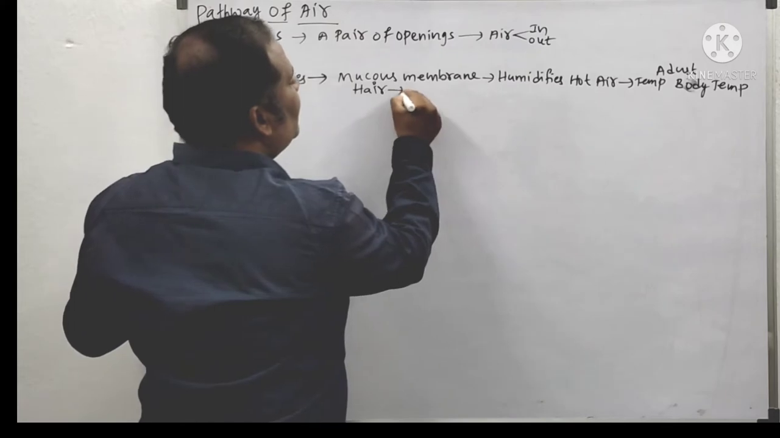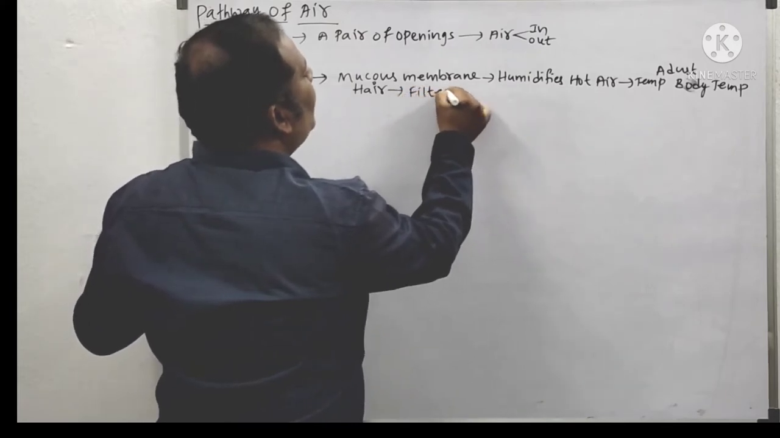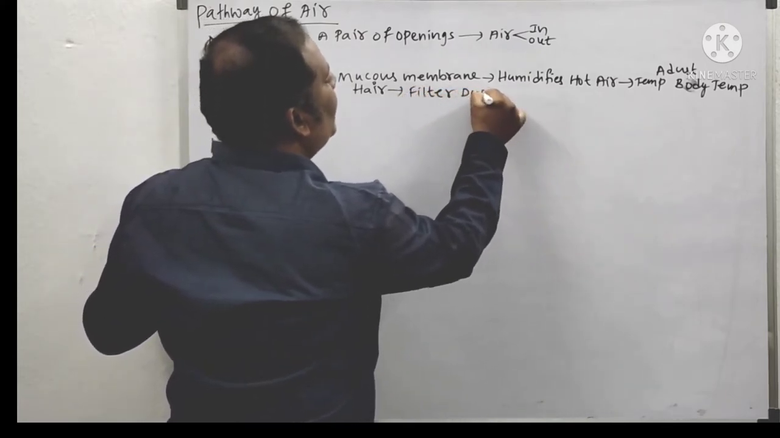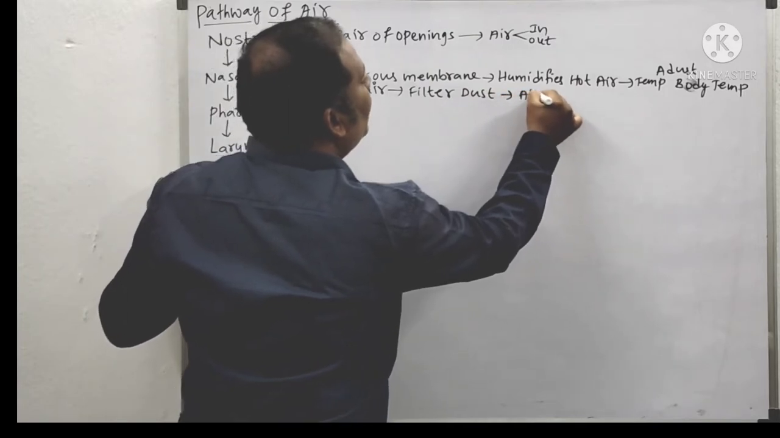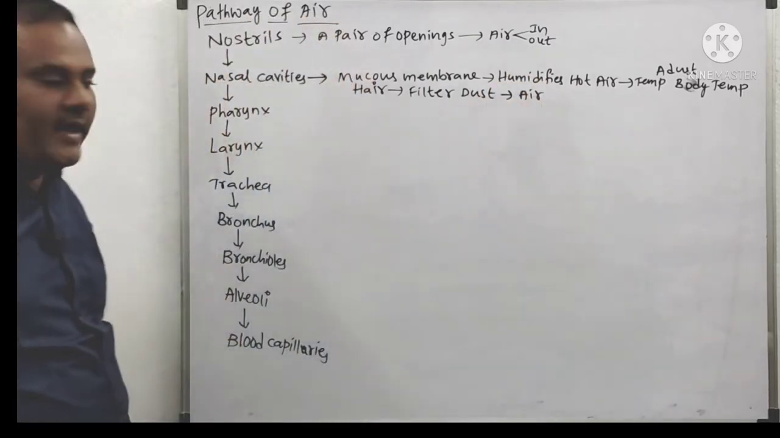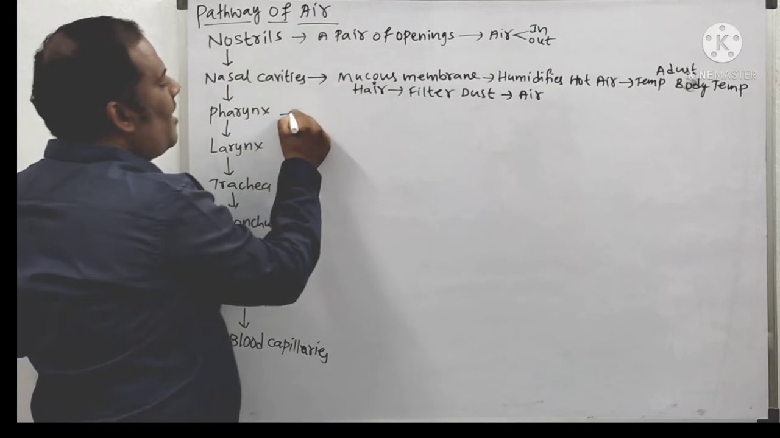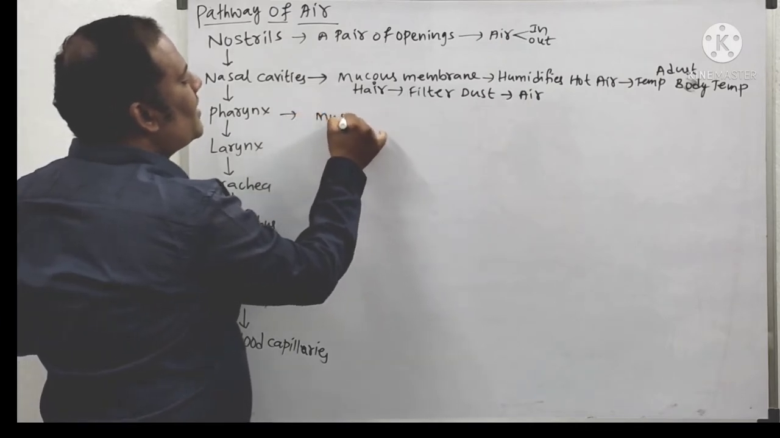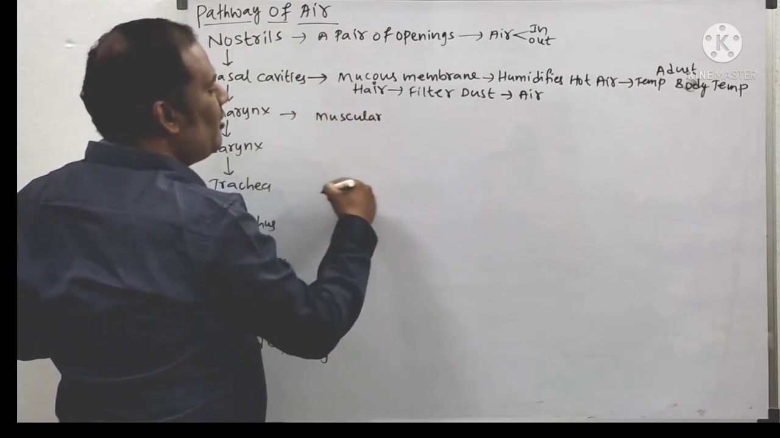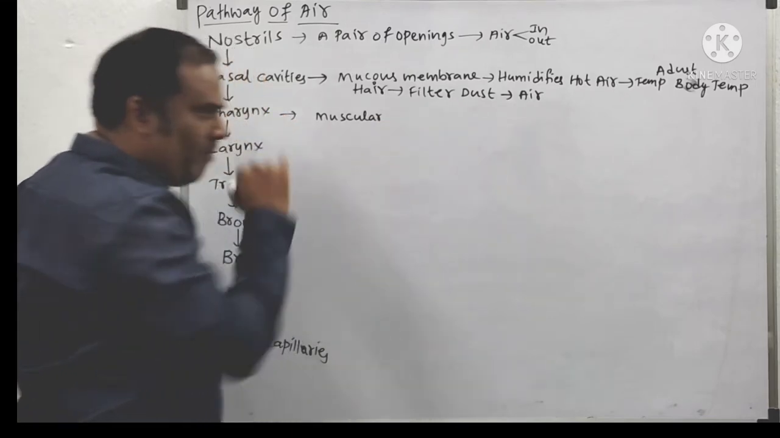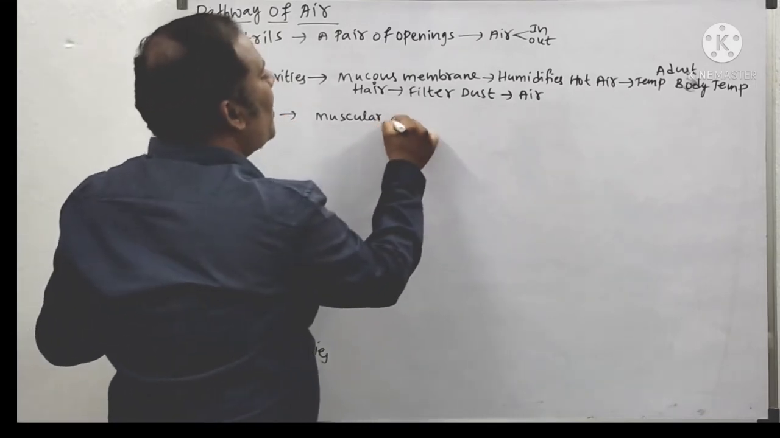Next, the hair-like structures present in the nose filter the air, that is, the dust particles which are entering through the air. Next, pharynx. Pharynx is a muscular structure, and it is a common passage.